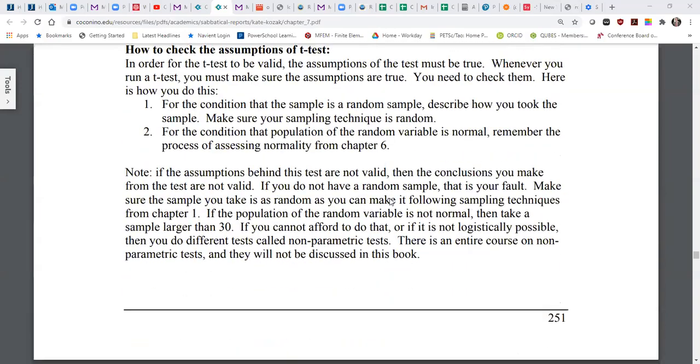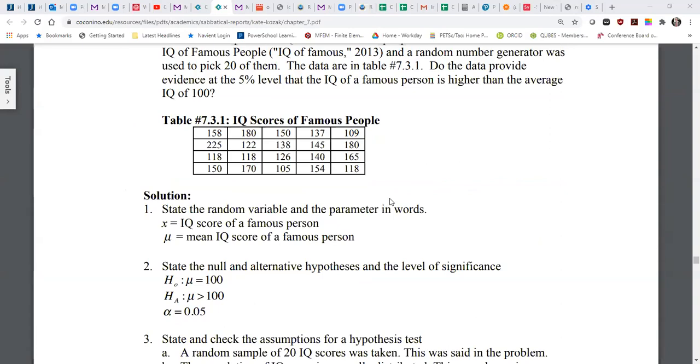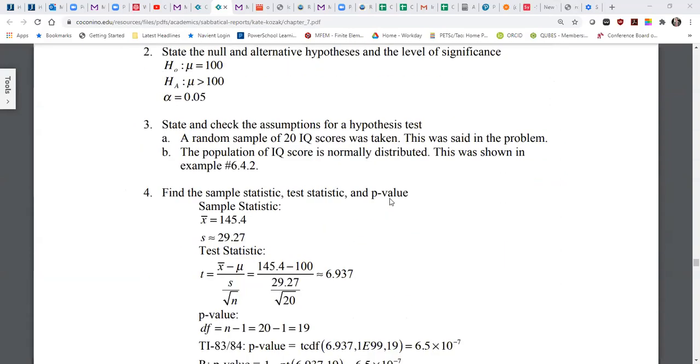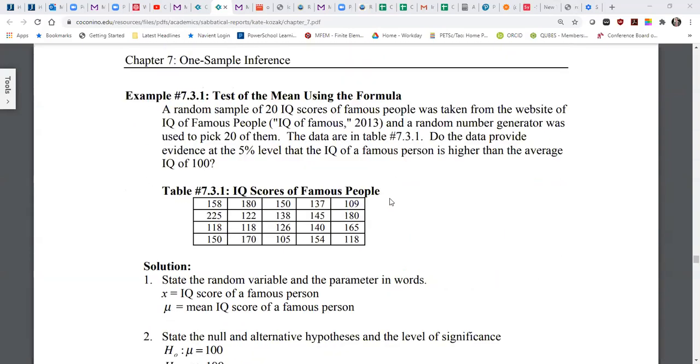Okay, so let's go to the problem. This is the example; you can check it later. We're talking about the IQ score of famous people. Maybe it is related to psychology, right? Yeah, a problem in psychology, because you're talking about the IQ, something like that.